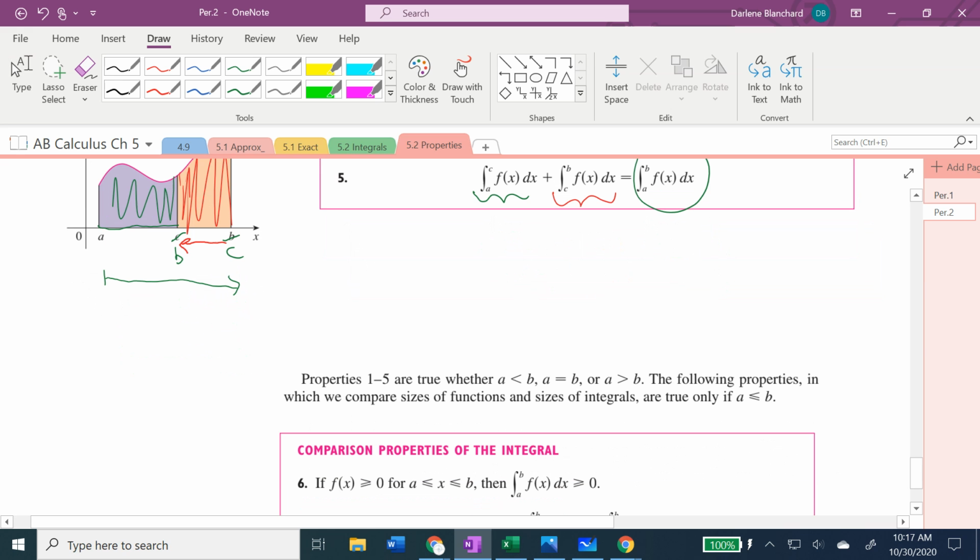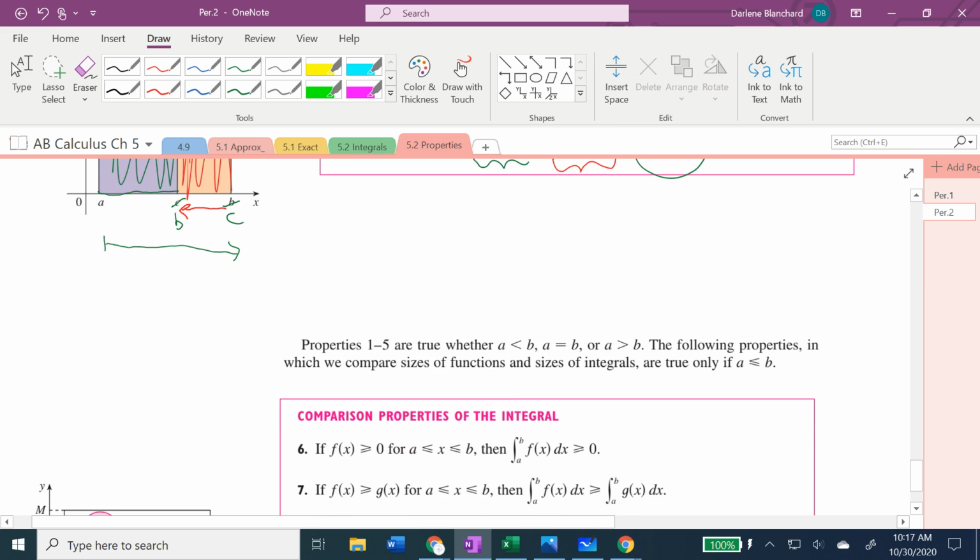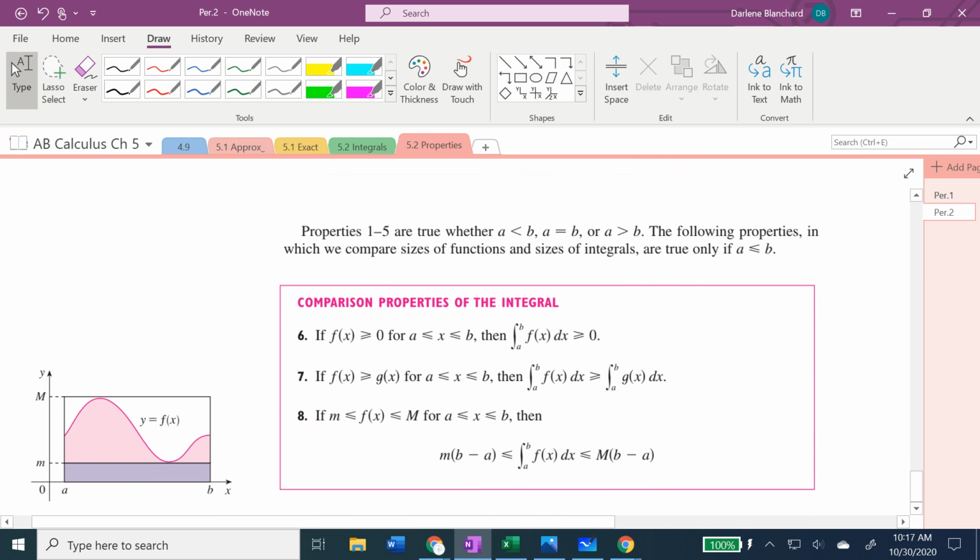And then, did you get enough time to write that down? Okay. Then we have those properties we just looked at. They are irrelevant to who's bigger, a or b. But these next three properties, it matters. So they have these, including the issue of a being less than or equal to b. And they make a lot of sense if you look at them.